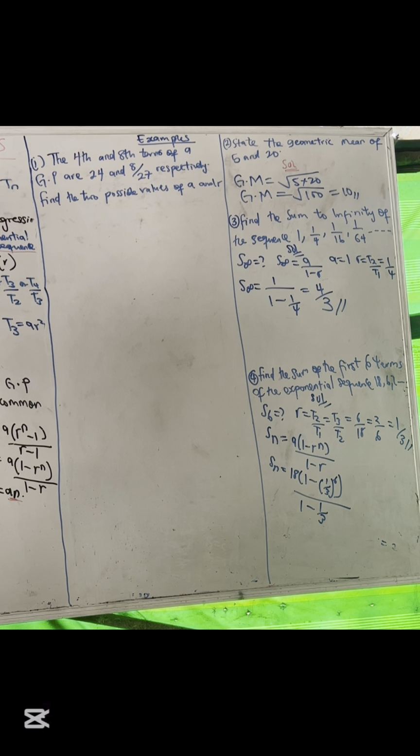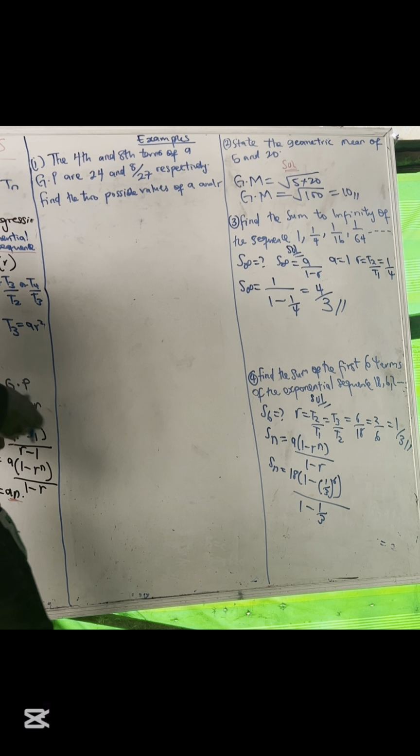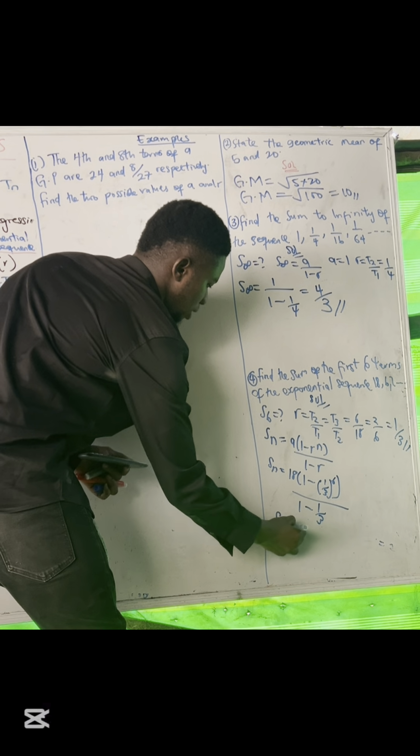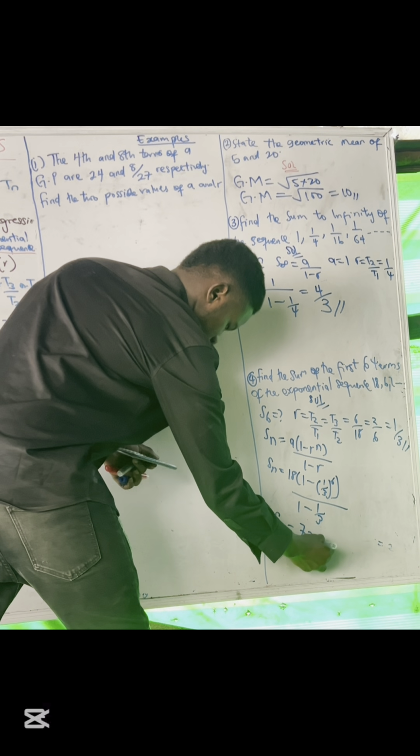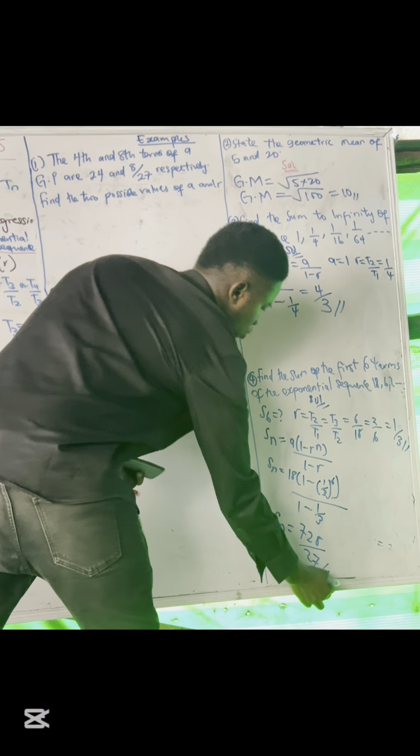Just bring out the calculator, press 18, press the fraction button, then press 18, open bracket, 1 minus, open a bracket again, the fraction button, 1 over 3, close the bracket, all raised to power 6. Close general bracket, come down, 1 minus 1 over 3. Then your final answer for your sum is going to be 728 over 27. So that's how to do it.